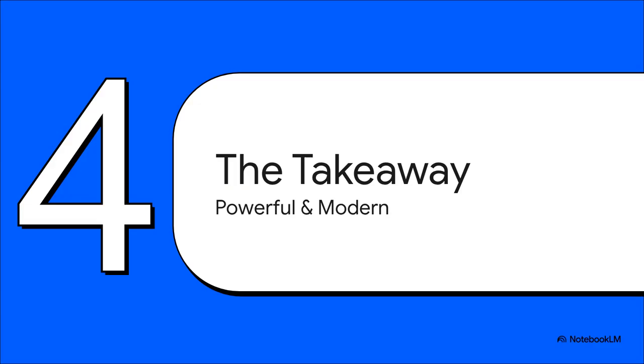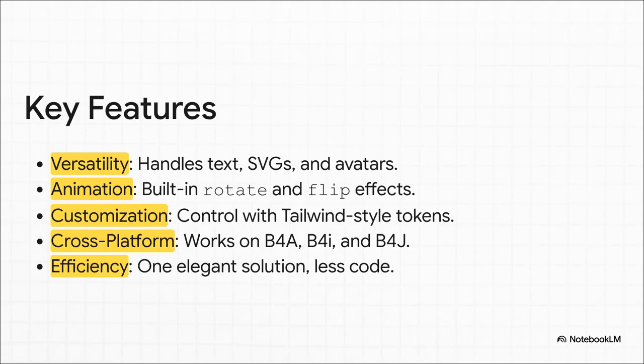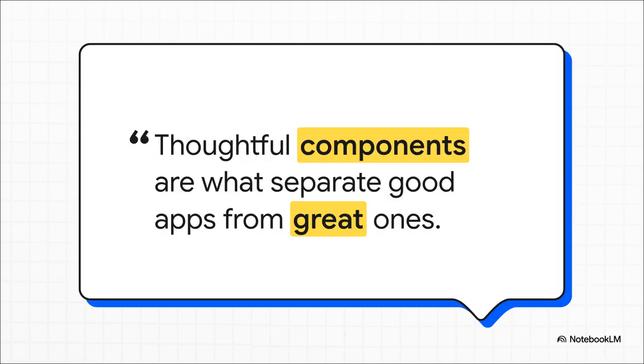So, let's pull all this together. When you combine the flexible content, the built-in animations, and this token-based styling, what have we actually got here? What you end up with is this single, super elegant solution. It's versatile enough for text, SVGs, or avatars. It's got animation baked right in, it's highly customizable, and it works everywhere in the B4X platform. At the end of the day, it means you can write less code and get a way more stylish and interactive result.